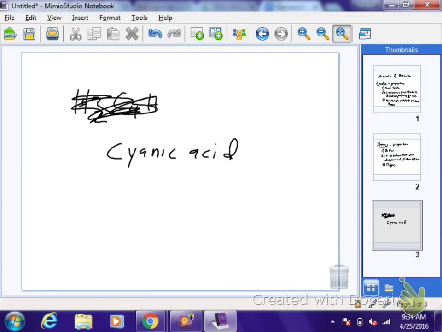Cyanic acid. So what do you have to look for to write the formula correctly? It's not cyanic on here, but what would it be? Cyanate. So find cyanate. What's cyanate? OCN. Everybody see OCN? It's not OCD, but OCN.